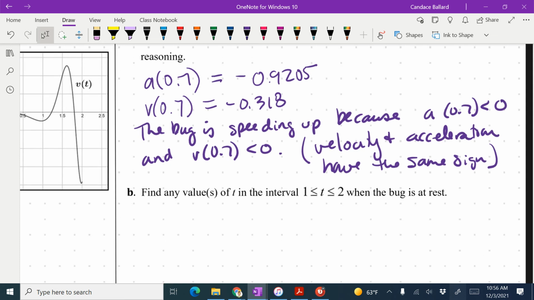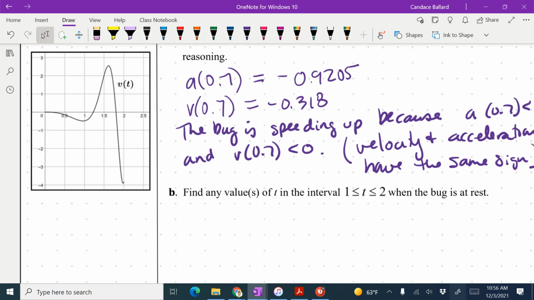All right, let's look at the next part, part B. It says find any values of t in the interval between 1 and 2. So they've totally moved our interval again, right? I'm going between here and here now. When the bug is at rest. When the bug's at rest, is he moving? No. If he's at rest, he is stopped.